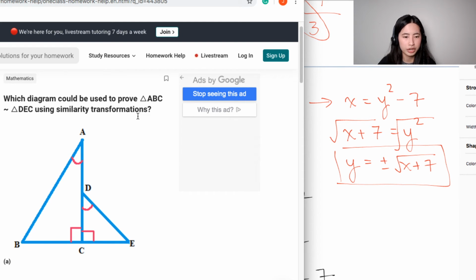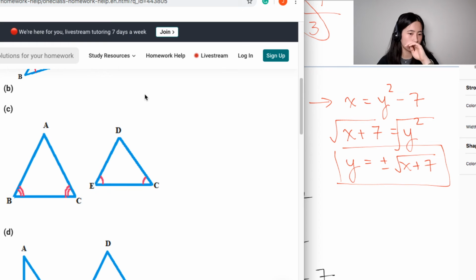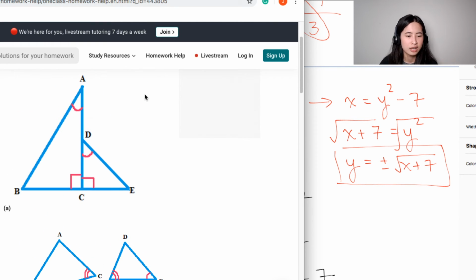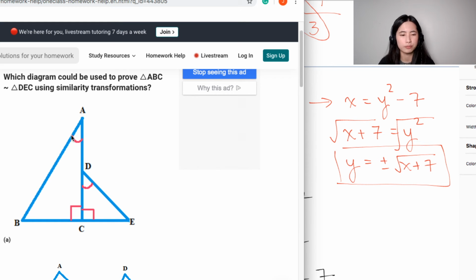For this part over here, it says which diagram could be used to prove triangle ABC is similar to triangle DEC using similarity transformations. Okay, so I know they're drawing a couple of images over here, but I think the most important part is to focus on the question, right? So if you can take a look at this, right? Can you see angle A, right, and angle D, right? So because they're saying the two triangles, specifically A, B, C, and they have D, E, C, are similar, you can actually use the angle similarity theorem where you can say this angle A is going to be congruent to angle D, and you can say that angle C is going to be congruent to itself, right, for the other triangle.